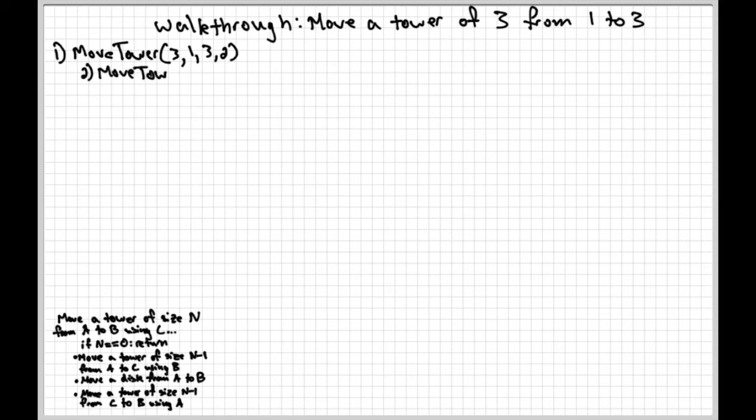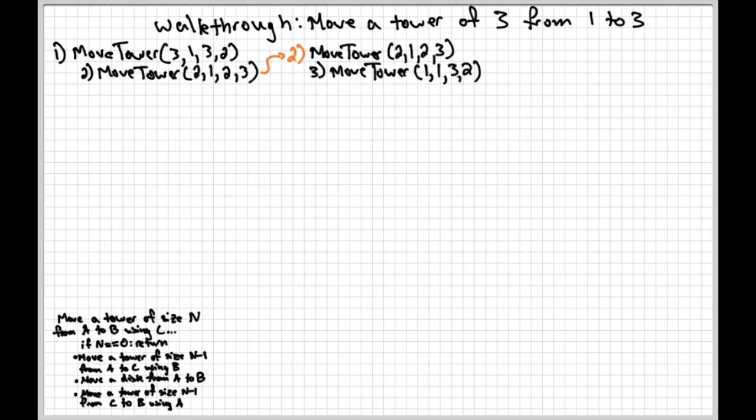So according to our algorithm, our first step would be moving a tower of size n-1 from A to C using B. So that becomes moving a tower of size 2 from 1 to 2 using 3. Now, that's easy to say, but again, I'm not allowed to move 2 disks at a time, so we recognize the need to recurse here. So I'm going to break that step out, and this orange arrow is meant to show that there's a recursive call happening here, where we're going to have to break that step down further.